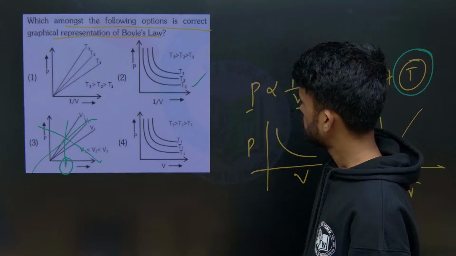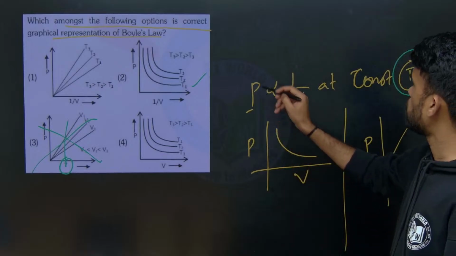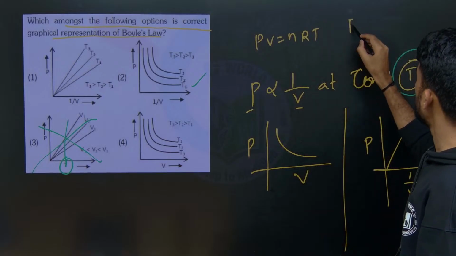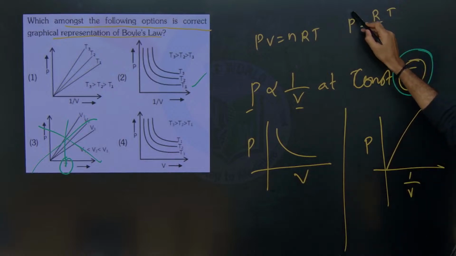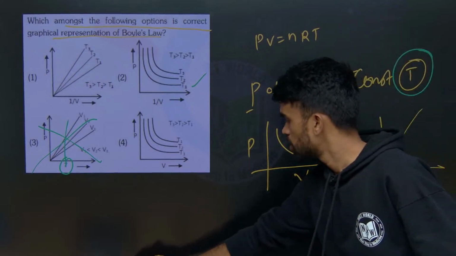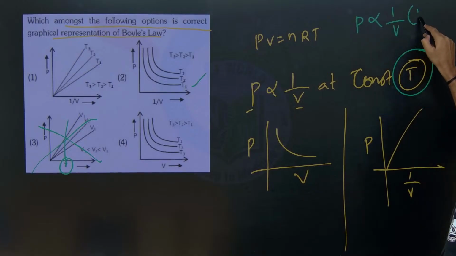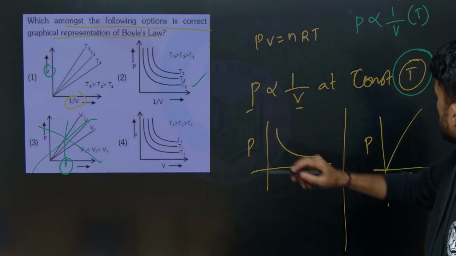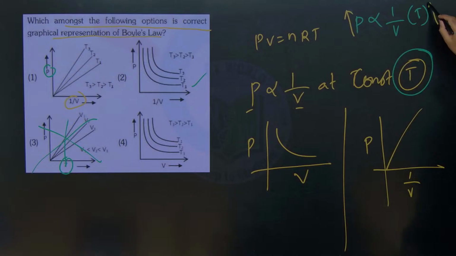Here we have the PV curve. Now we have PV equals nRT. This is the ideal gas equation we know, right? From this, if I write P equals RT by V, P is inversely proportional to V and directly proportional to T. So in the P versus 1 by V graph, this should be the graph we get, but with an increase in P, we need to check that temperature should also increase.